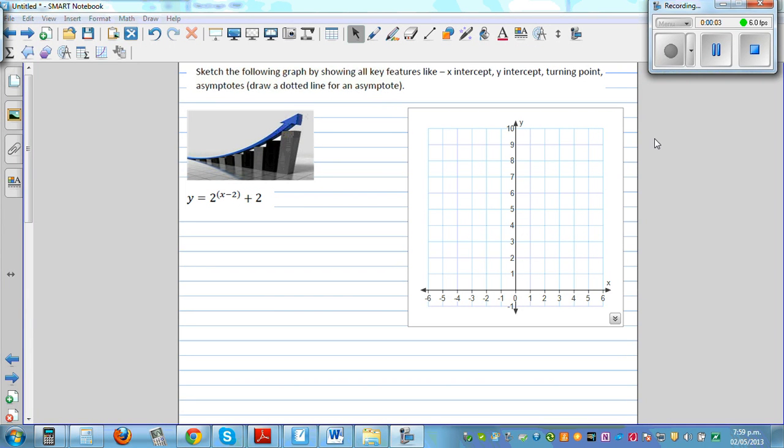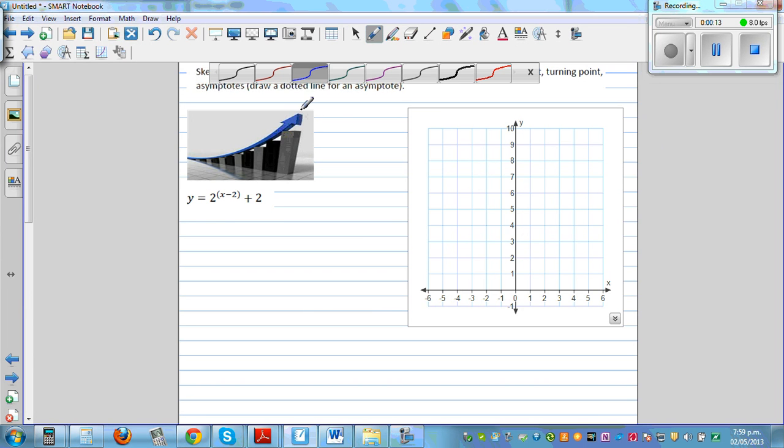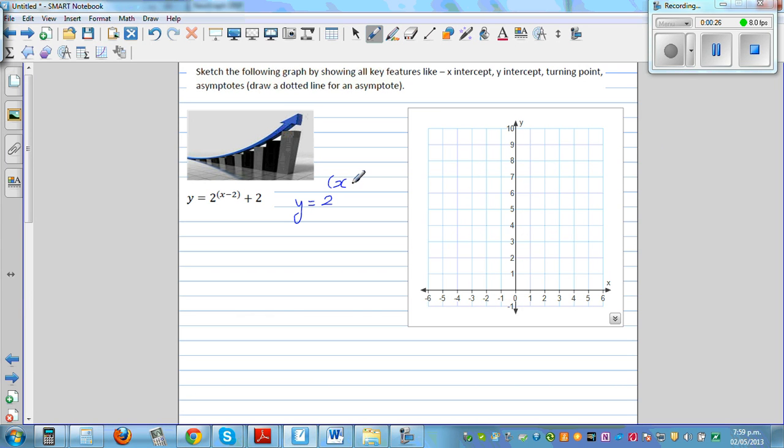Sketch the following graph by showing all key features like x-intercept, y-intercept, the turning point, and asymptotes. Draw a dotted line for an asymptote. So the equation is y is equal to 2 raised to x minus 2, plus 2.